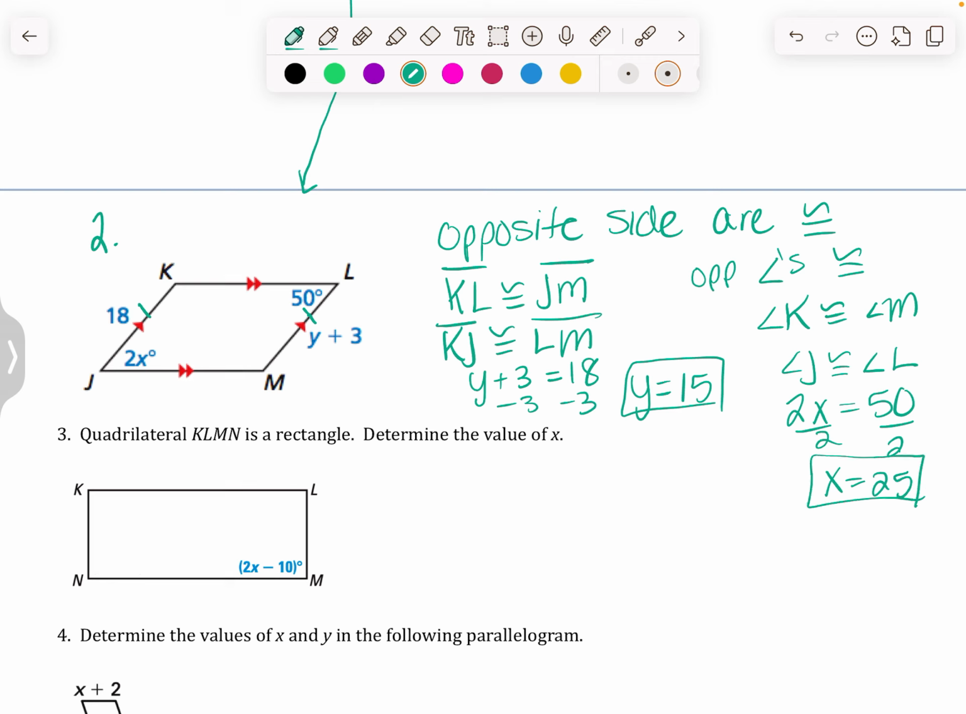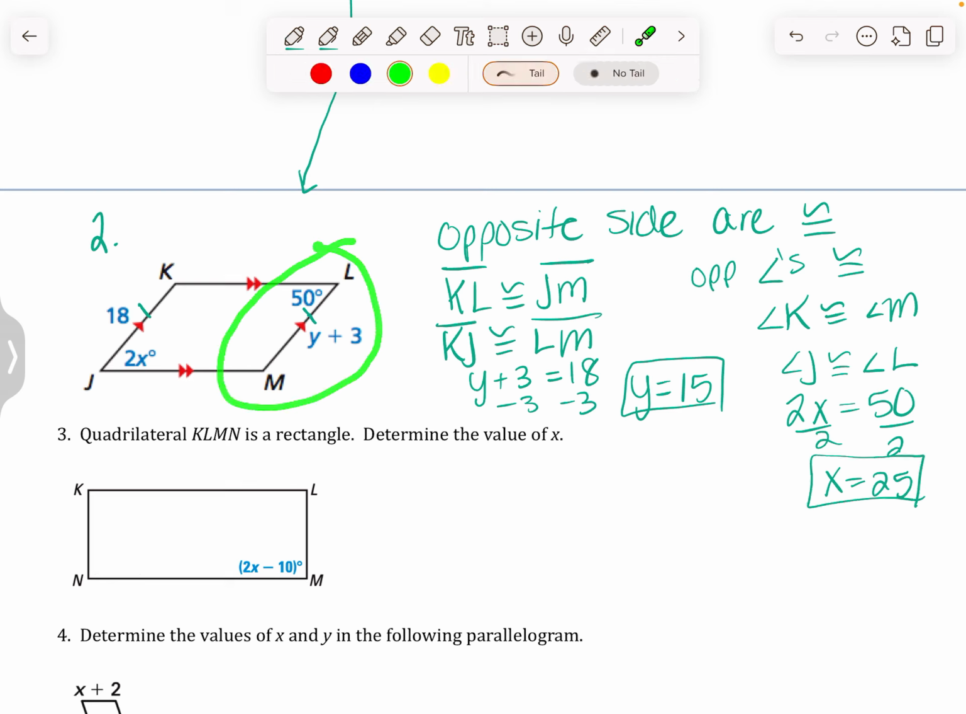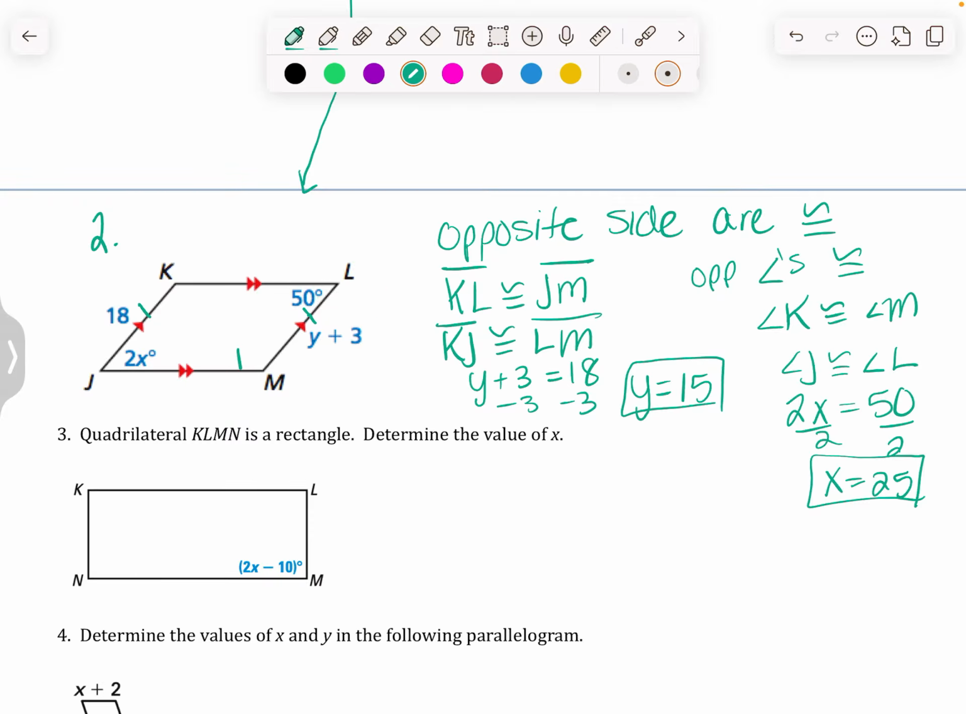In a parallelogram, consecutive angles also have to add up to 180. So we know if angle L is 50, then 180 minus 50 would be 130, and so we could find angle M. And if you knew these two, you could add them to 180 to figure out x as well. So that'd be another way to do that.